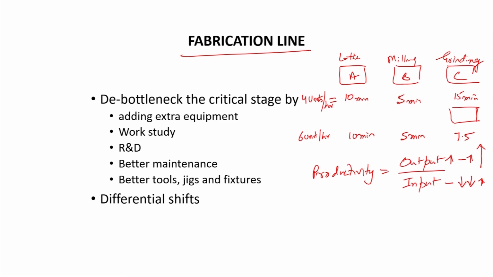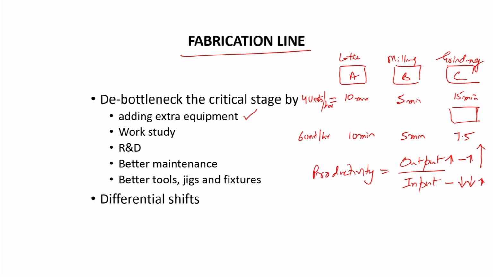Here I have shown only 3 processes. If there are 20 processes and one is a bottleneck, if you add to that, you will find there are much more gains in the productivity by adding small input, and there is a substantial increase in the output. So, one of the ways to balance the line is by adding extra equipment.